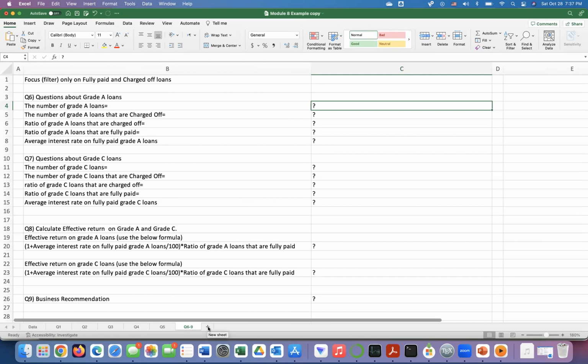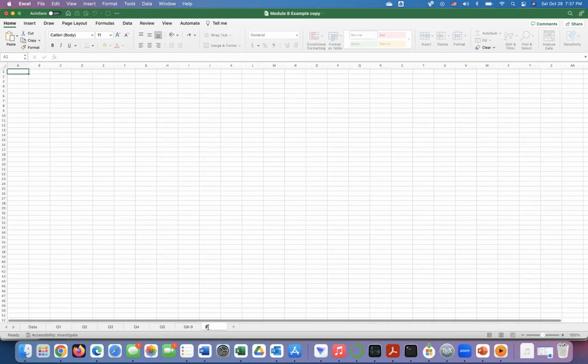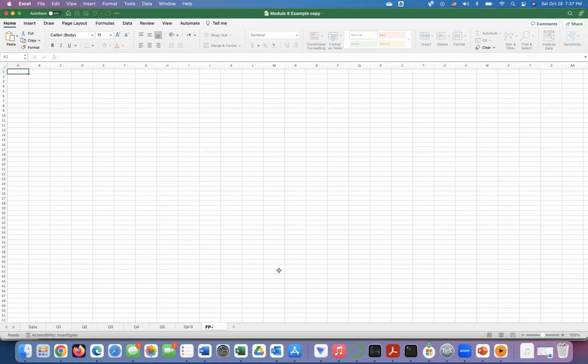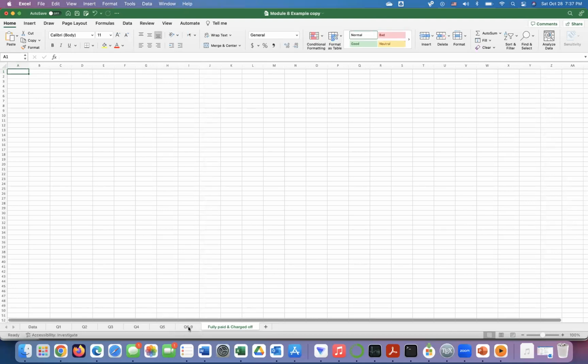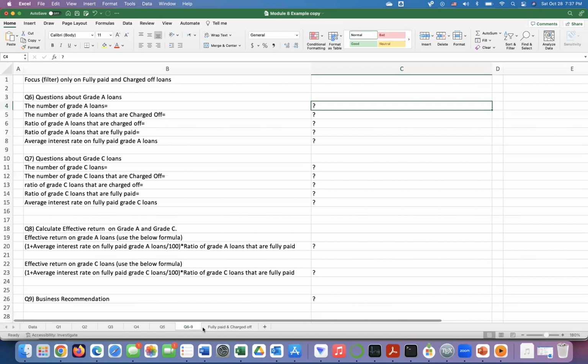I'm going to call this tab FP, maybe the dash charged off. Yes. Fully paid and charged off. Or we can just write fully paid and charged off. So I just created a new tab called fully paid and charged off. And then on the new tab, I'm gonna just do this.